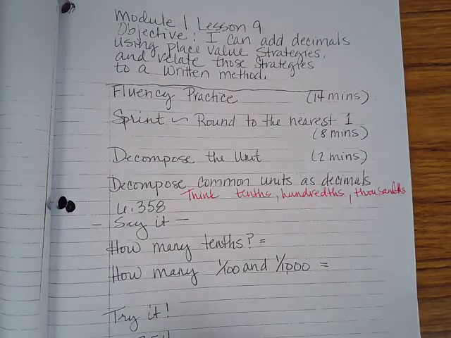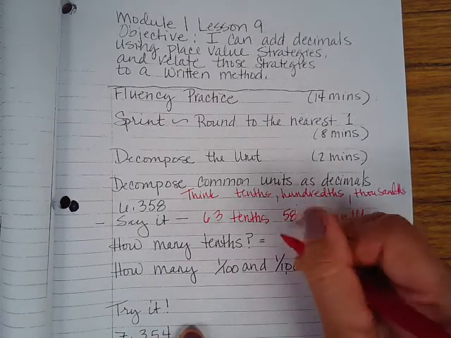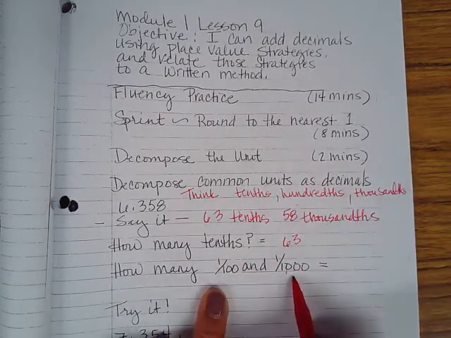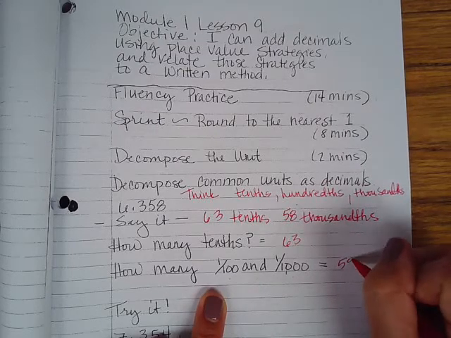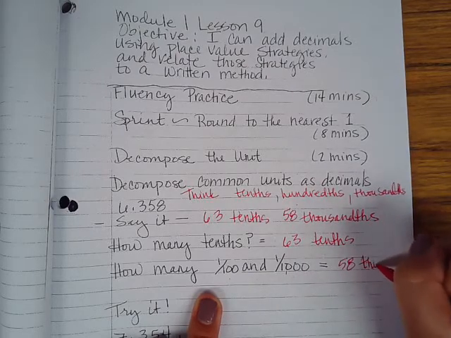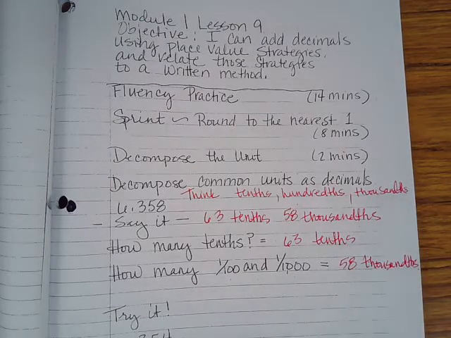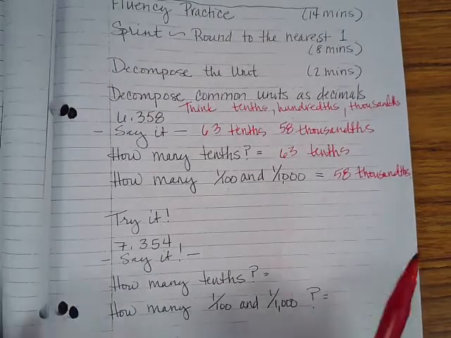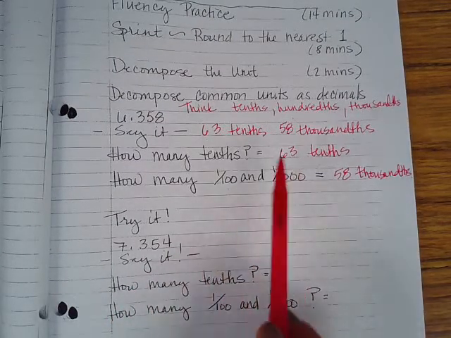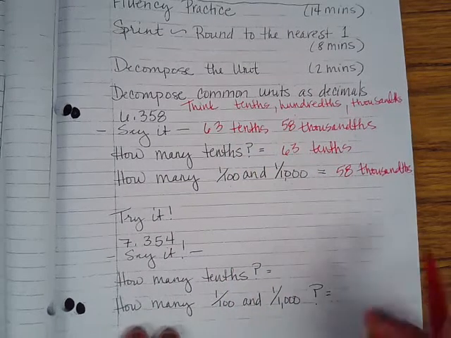Okay, so how many tenths are in 6 and 358 thousandths? How many tenths? So we have 63 tenths and 58 thousandths. How many tenths? 63. How many hundredths and how many thousandths? It's 58 thousandths. So we're going to write. Okay. Now, let's try one more. Let's try this one down below. 7 and 354 thousandths. I want you to do the same thing as what we did right here. Ready, go.